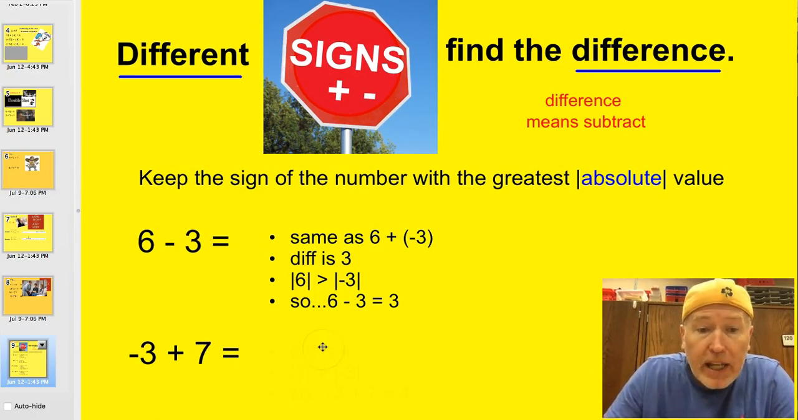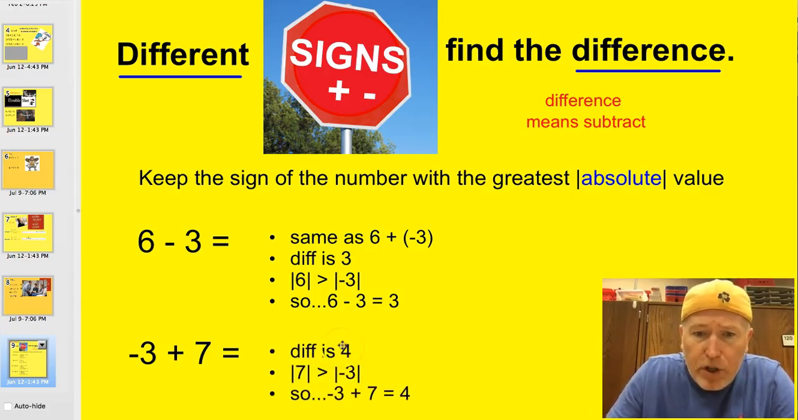All right, next one. Negative 3 plus 7. Let's think about this now. All right, so the difference is 4 because 7 minus 3, I find the difference. It doesn't matter if I subtract backwards here. 7 minus 3 is 4. So I know my answer is going to be 4. Was it positive or negative? Let's think about it. The absolute value of 7 is greater than the absolute value of negative 3, so I'm going to keep the positive sign.